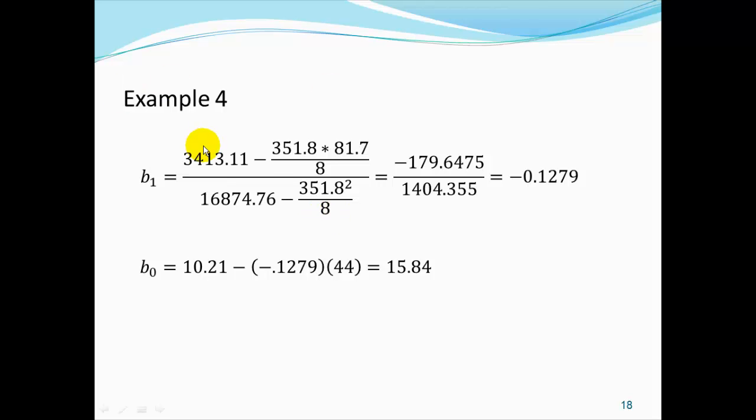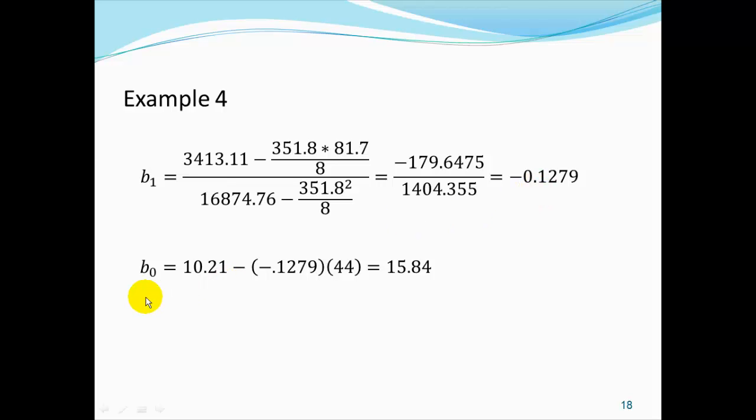If we compute the numerator for this problem, we obtain negative 179.6475. If we compute the denominator, we obtain 1,404.355. Therefore, our B1 value is equal to negative 0.1279.